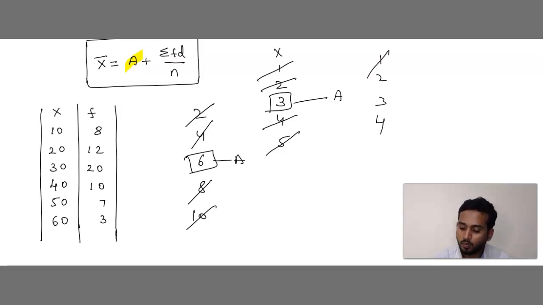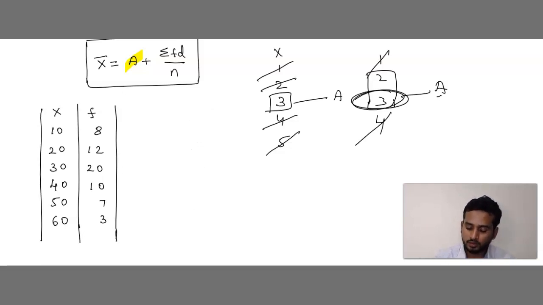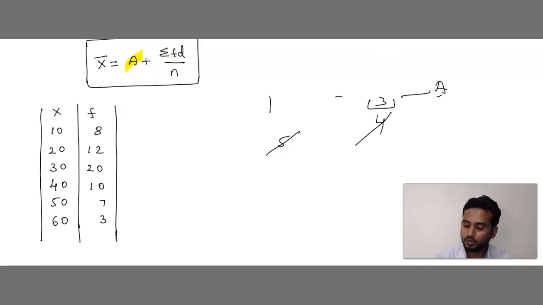Simple. 1 and 4 you cancel. If 2 and 3 you cancel, nothing is left in the center, right? At that time there is a tie, because there is no middle term. So you have to take the bigger of the two middle numbers as the assumed mean. You understood now how to find the assumed mean? Yes. Now let me solve here.